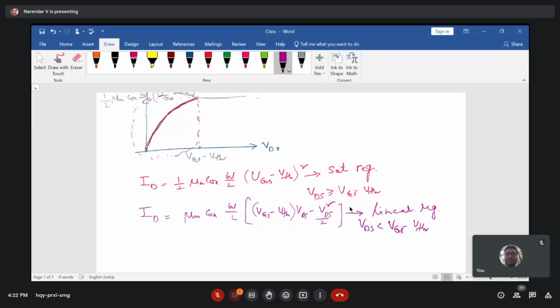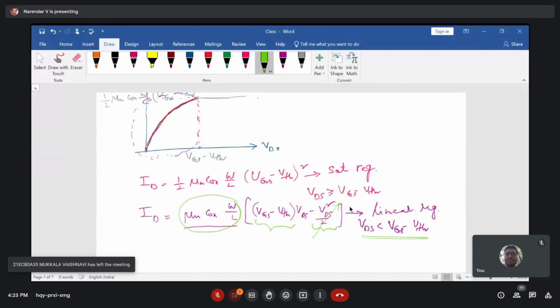So what you can see here is that if you look at this complete expression in the linear region of operation, mu n COX W by L is common for both terms, VGS minus VTH into VDS and VDS square by 2. So you have two terms that you can explicitly write. This is the first one and this is your second term. When VDS is much less than VGS minus VTH, then what you can do is you can neglect the second term. This term can be neglected, and then you're going to have the current in your device.